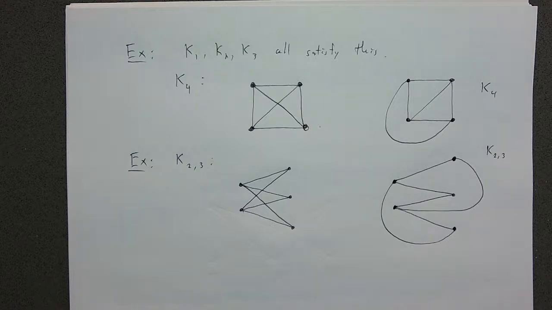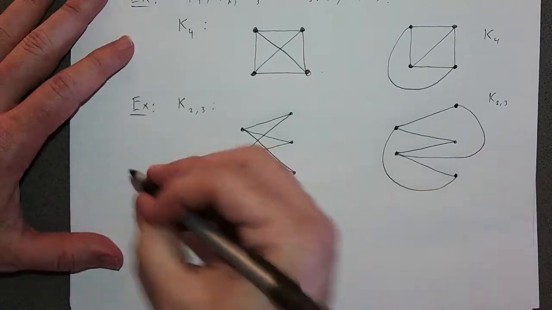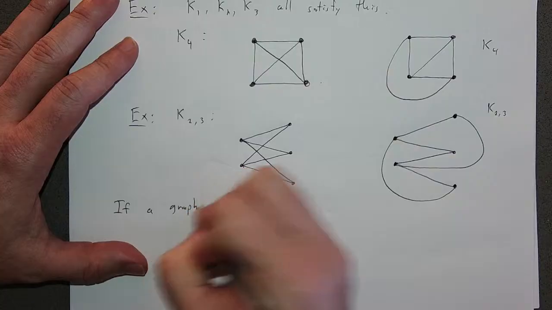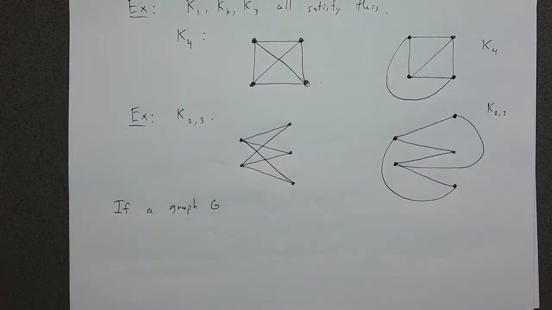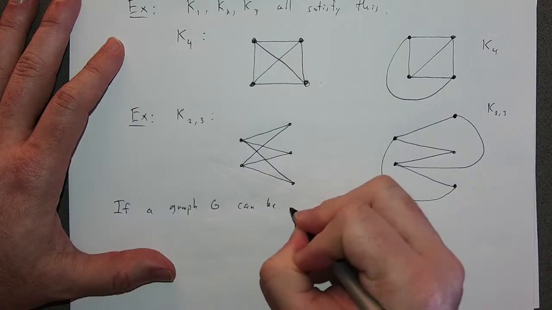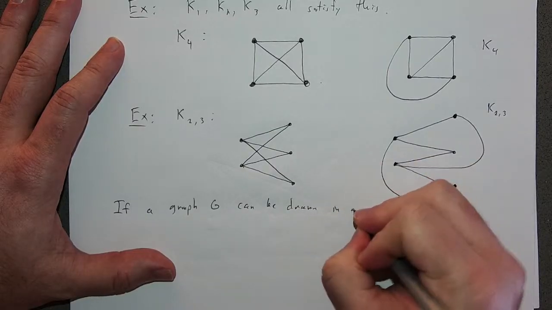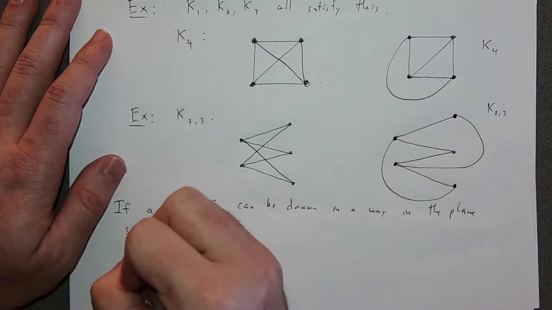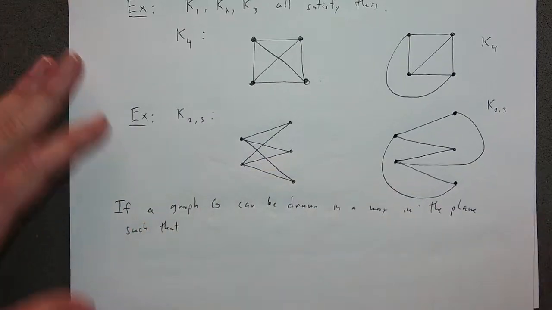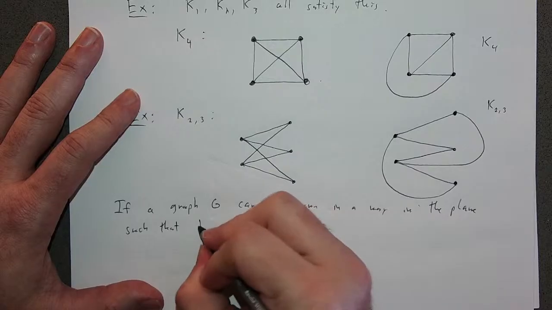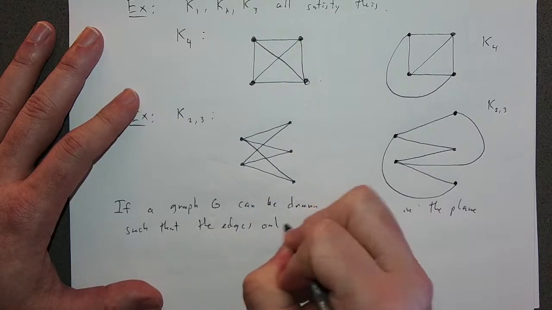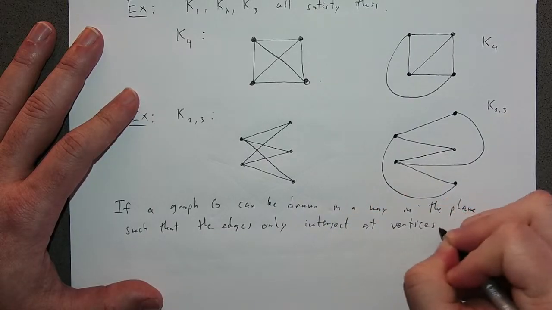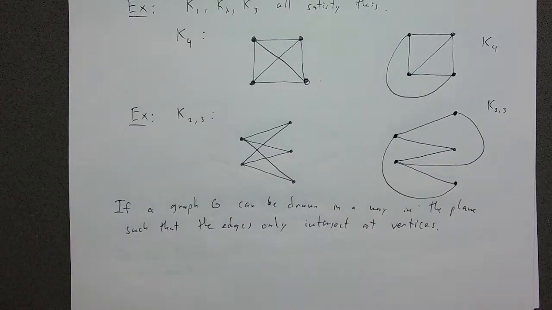Okay. What is it that we are doing? So if a graph G can be drawn in a way in the plane such that the edges only intersect at vertices, we say that G is planar.